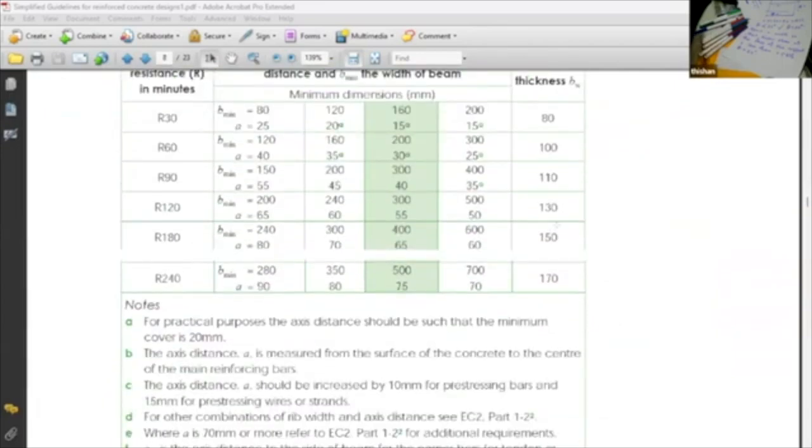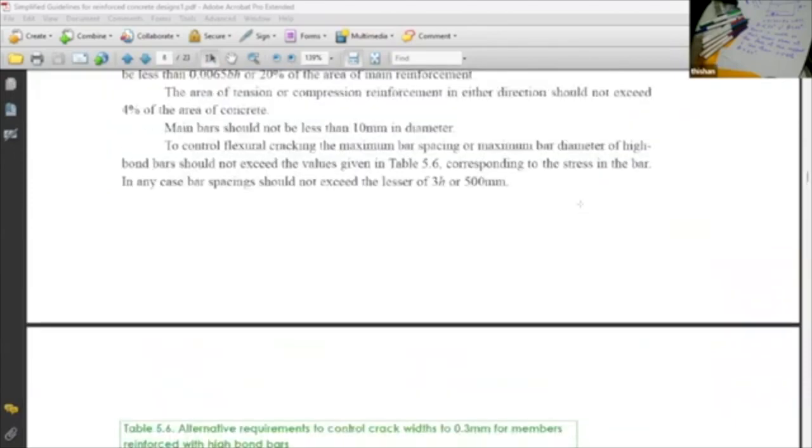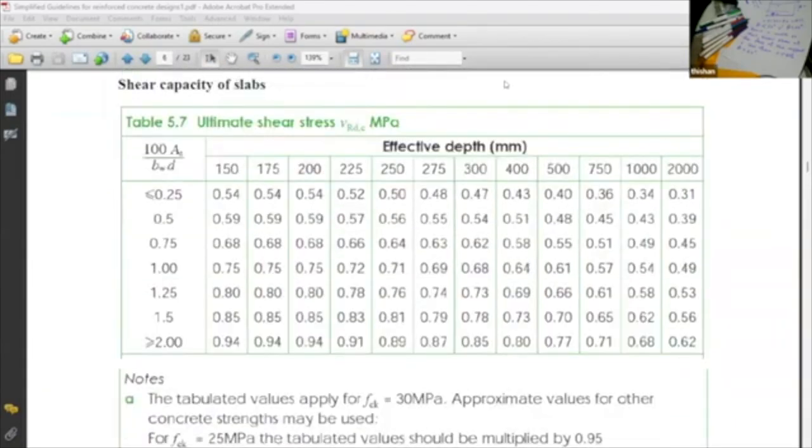So what is the difference between Euro and BS? The BS code gives this table in the code. The Eurocode gives one equation. It says if you want, you can. So that's the advantage: you can make use of these simplified tools.